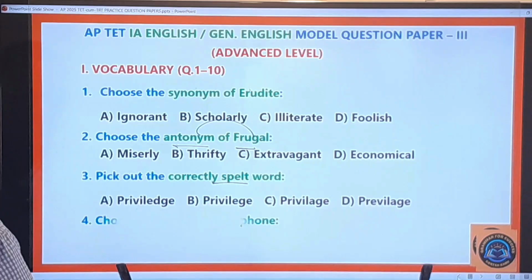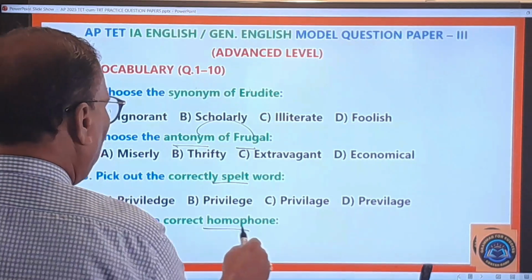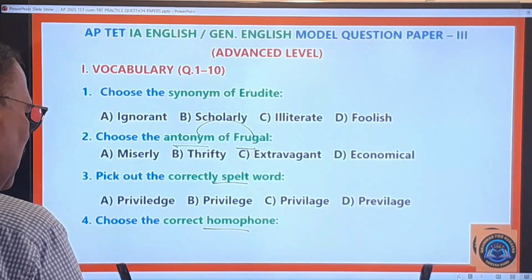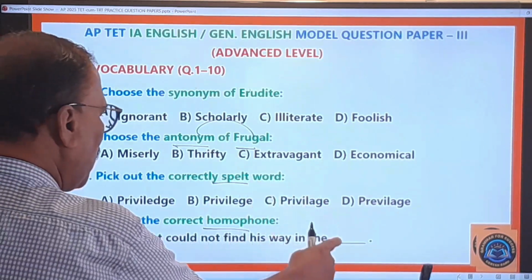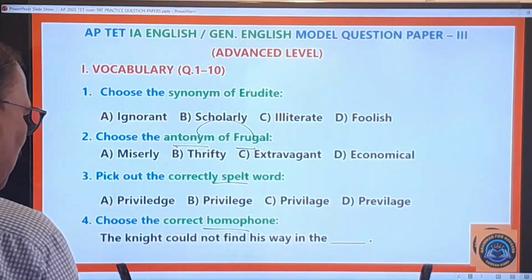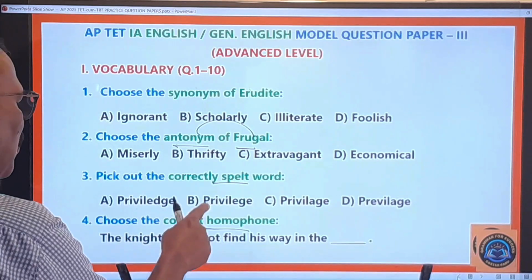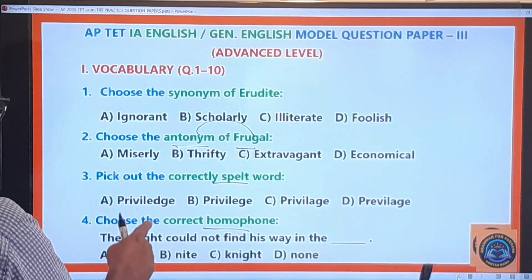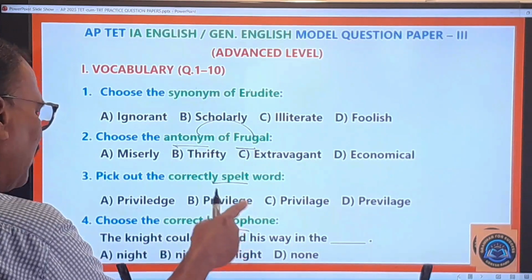And you go to the fourth question, choose the correct homophone. So you know about the homophones. Here is given some sentence with a blank. You have to choose the correct homophone in that blank. The knight could not find his way in the dash. What are the options given? Night, night, night, none. Okay.